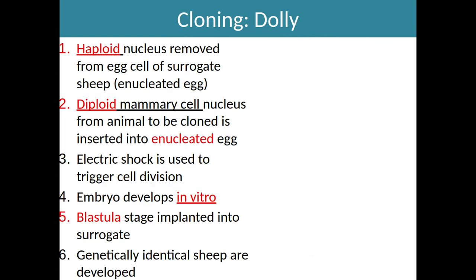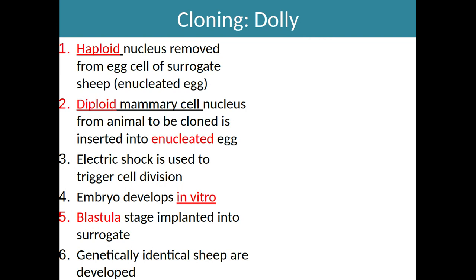In 1996, they successfully cloned the first sheep, and her name was Dolly. So this is how they did it. If you could fill in your notes, it says cloning of Dolly. I would just like you to follow along, okay? So how did they do it? Well, first they took a haploid nucleus and removed it from an egg cell of a surrogate sheep. Please underline or highlight the word enucleated egg. That shows up on the diploma often. Enucleated egg means no nucleus.